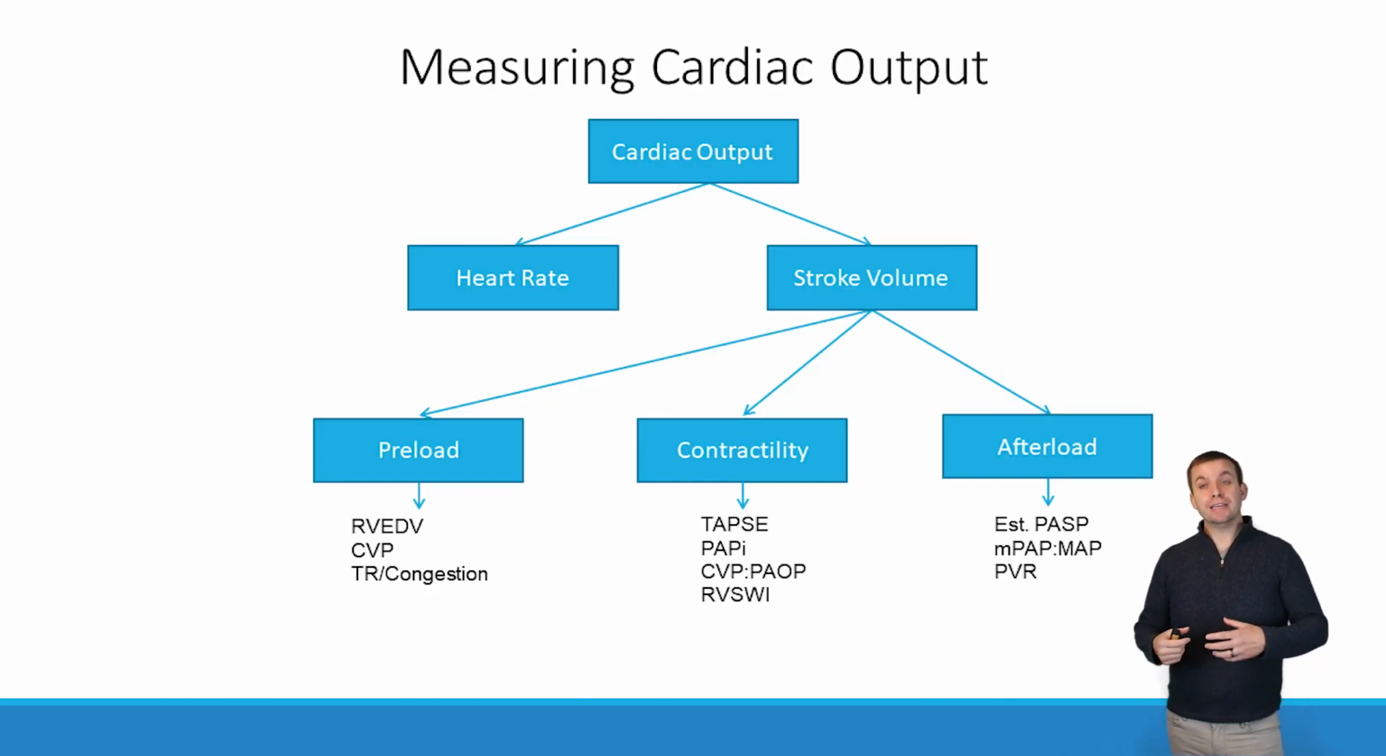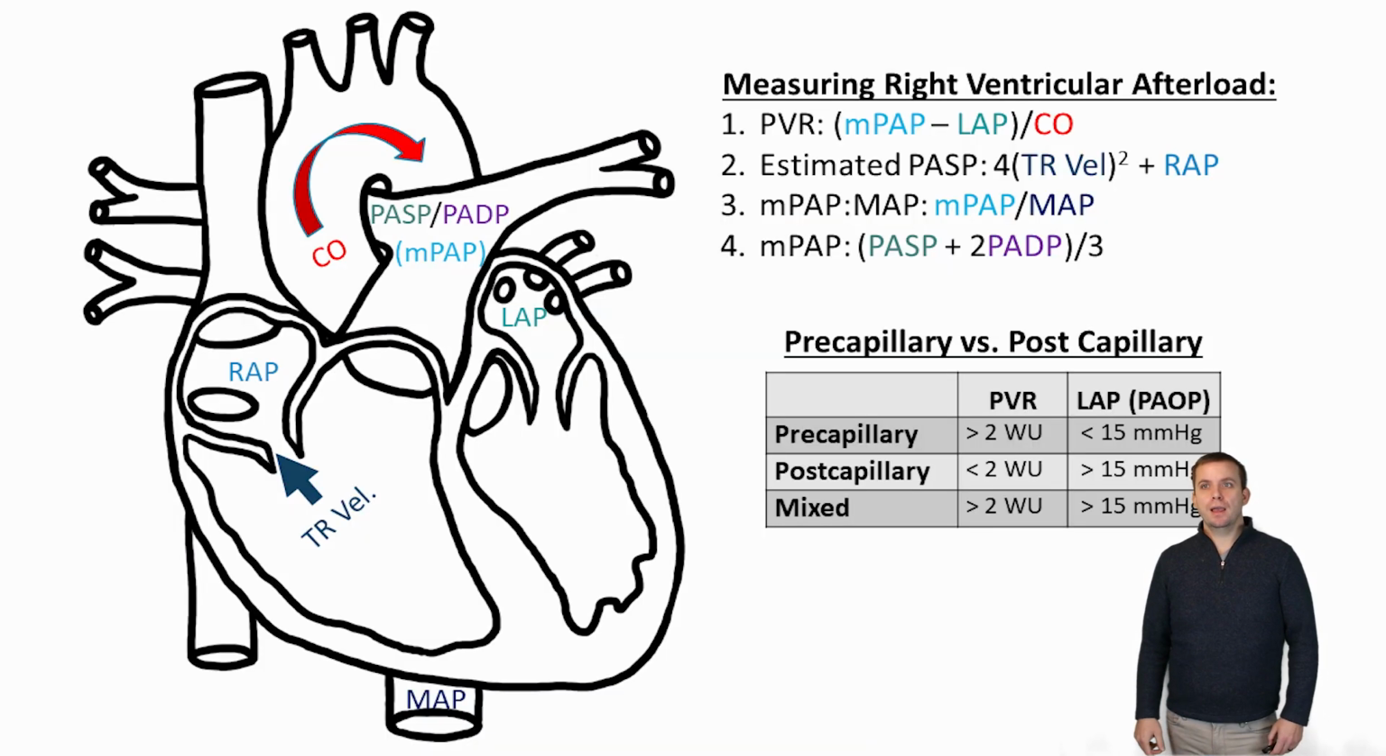So again, when we're looking at RV function, when we're looking at preload, contractility and afterload, these are all the different ways that you can measure preload, contractility and afterload. Here's your way of measuring your right ventricular afterload, and then deciding between precapillary and postcapillary, which is a whole different lecture. This will decide whether these increased pressures are actually due to the pulmonary vasculature itself, or due to left heart disease, or post-capillary, after the capillary beds in the lungs. That's deciding why there's increased pressure in the pulmonary system.